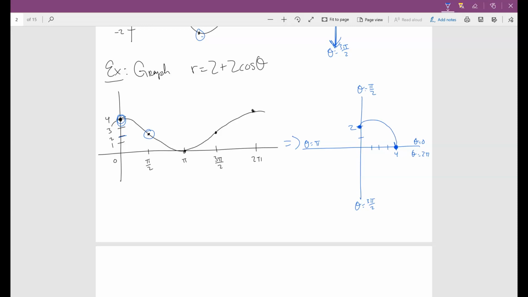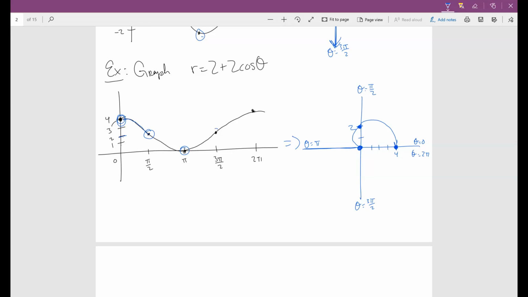Okay. So notice that the radius is getting smaller and smaller. So they're going to 3, and then it's going to go rapidly to 2. Okay. Then at pi, which is in this direction, you're going to go back to 0. So from here to here, you're going to get smaller and smaller radii from 2 to 1. So we're going to go all the way to 0.